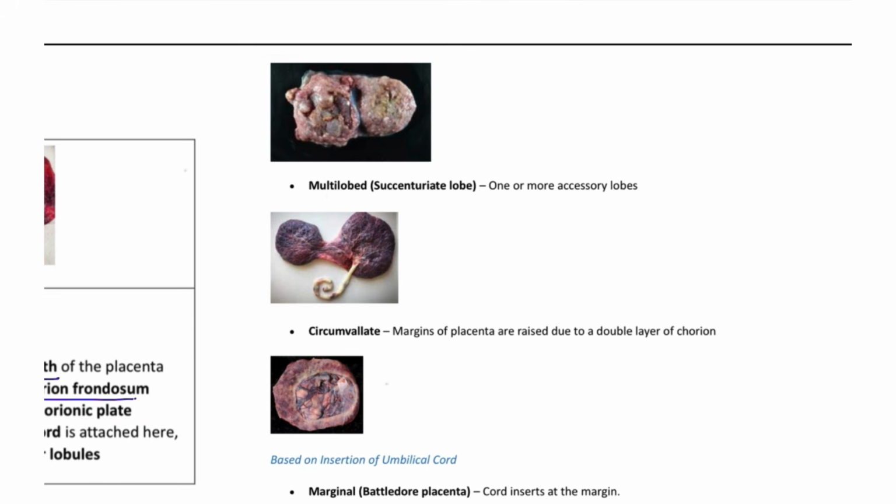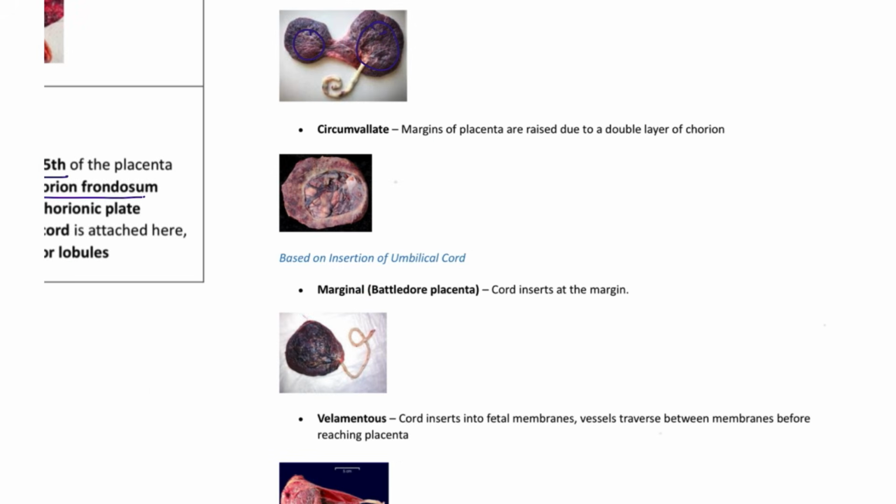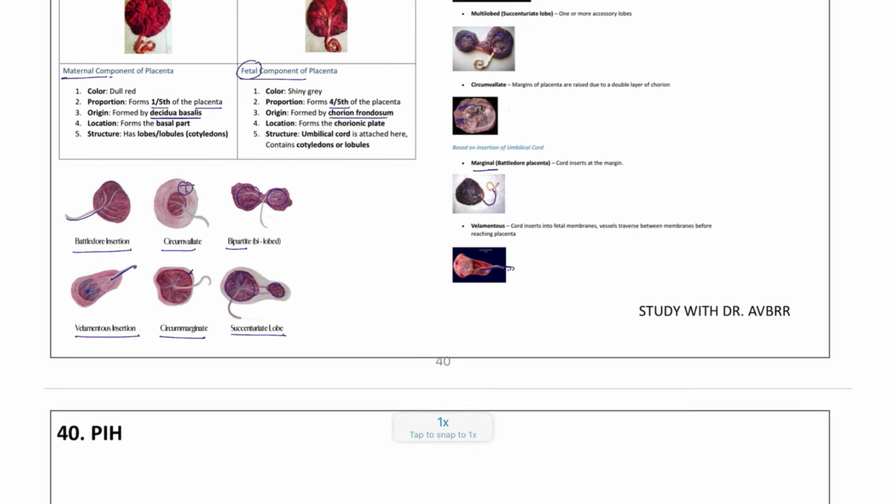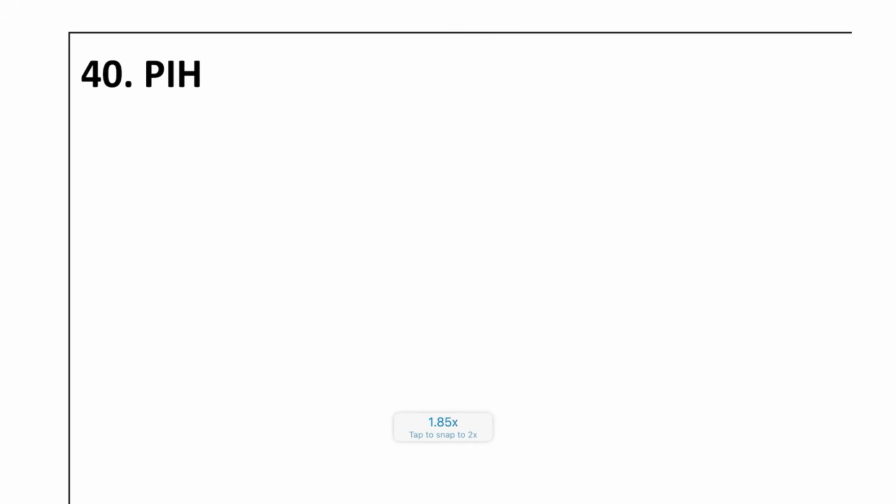Come again, see here, this is a multilobe, two lobes are seen, and here the succenturiate lobe, a small lobe plus a big lobe, is seen. Circumvallate, there is a thick type which will be seen. Velamentous are the marginal battledore. This is the velamentous, which is attached to the chorion, and the battledore is the corner type. This is the placenta type.